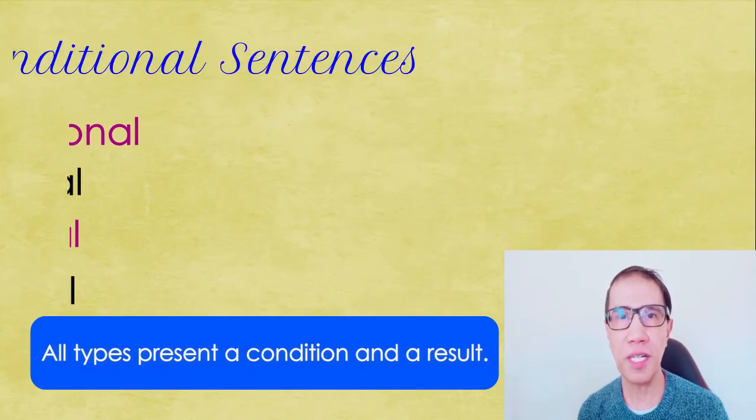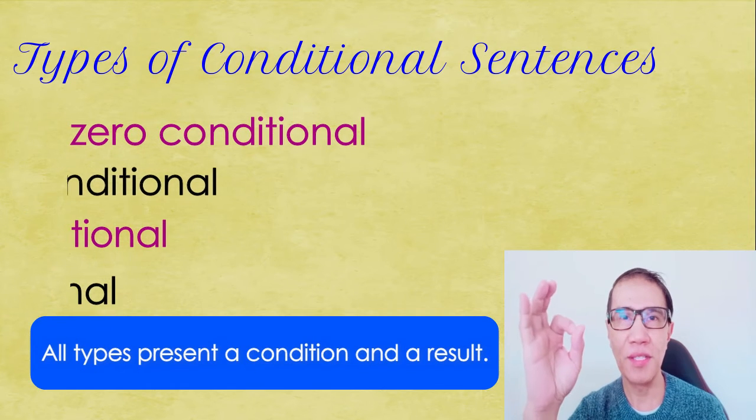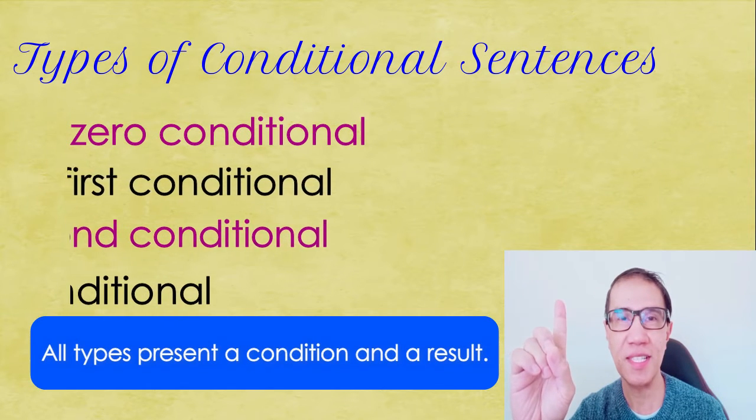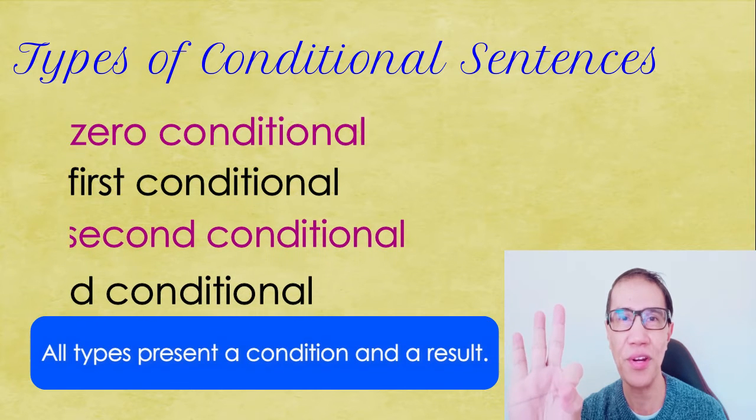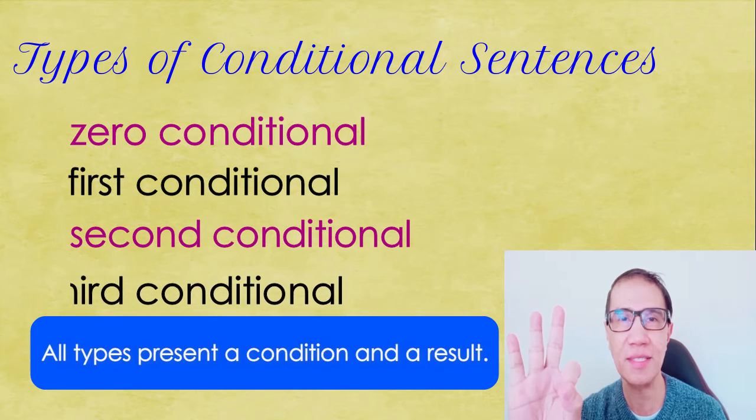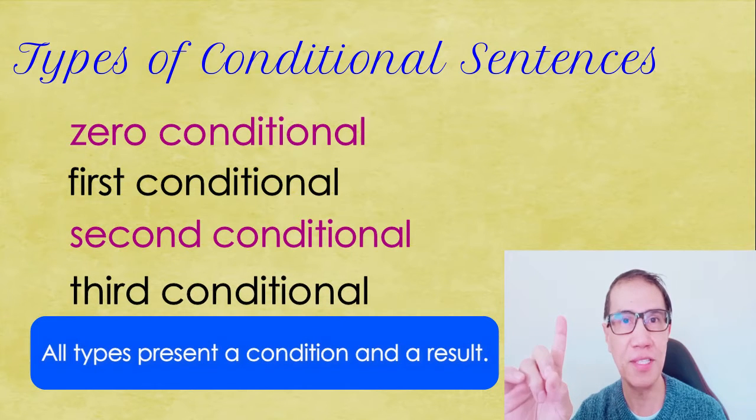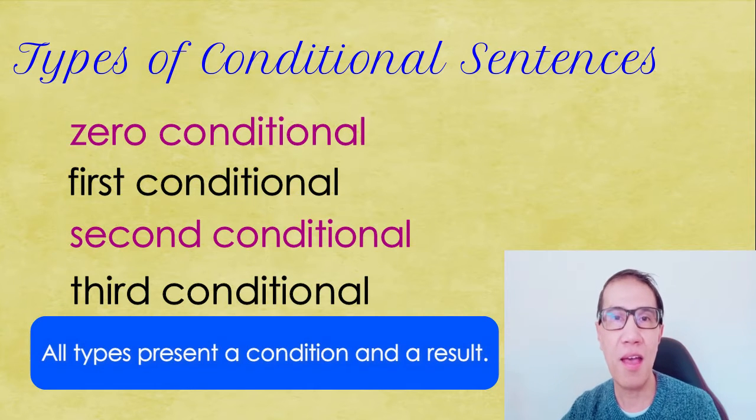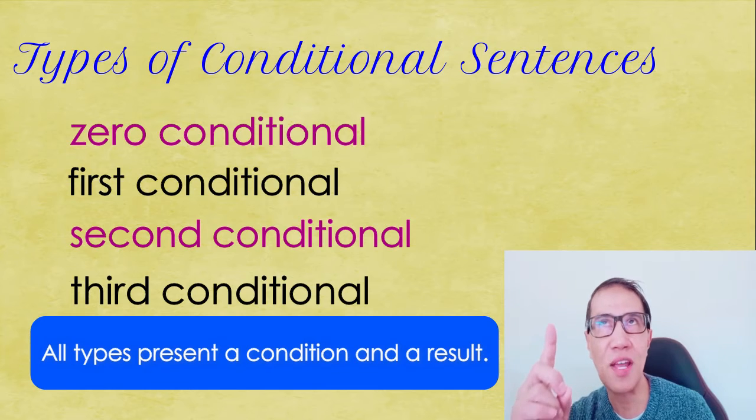There are four types of conditional sentences. They are zero conditional sentence, first conditional sentence, second conditional sentence, and third conditional sentence. I repeat, zero, first, second, and third. All these four have conditions and results. Please check the above.